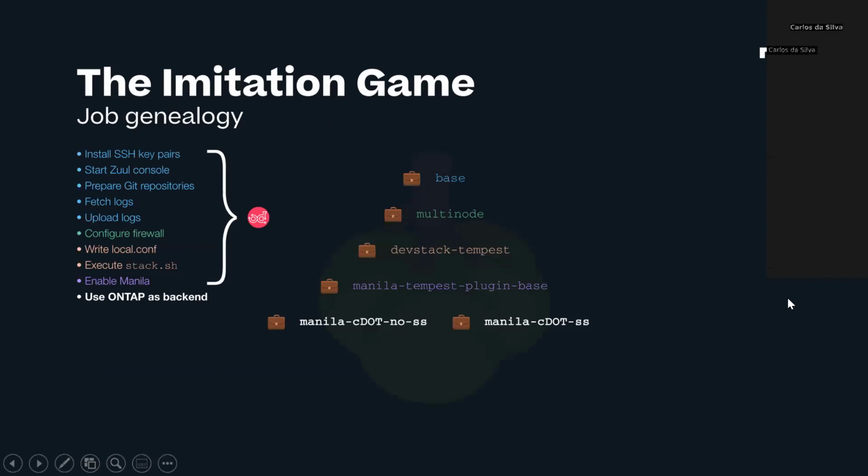And so the next step was to replicate the job genealogy, which is the jobs that you see on your screen. They basically set up the node, creating users and setting up SSH key pairs. They configure the firewall for multi-node jobs. And then they write your local conf for DevStack and just execute the stack.sh script. And then in the end, we have our NetApp-based jobs for setting ONTAP backends in the local conf files.